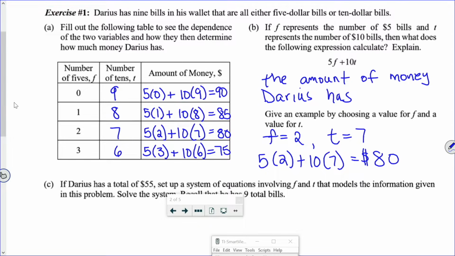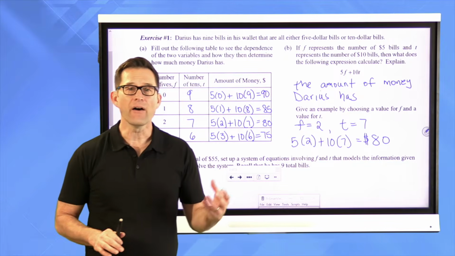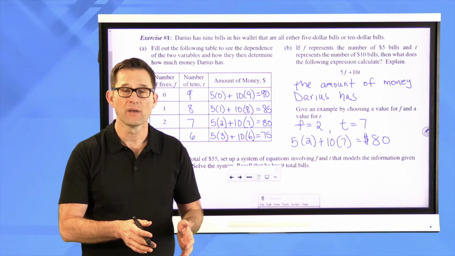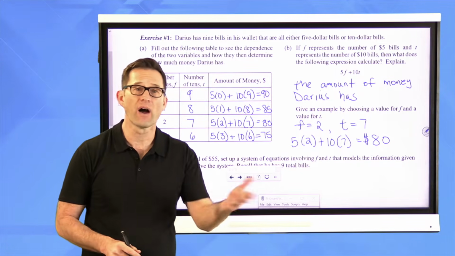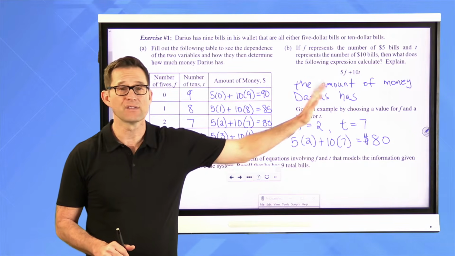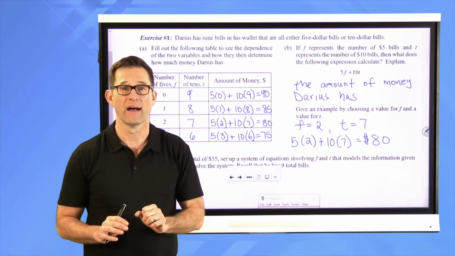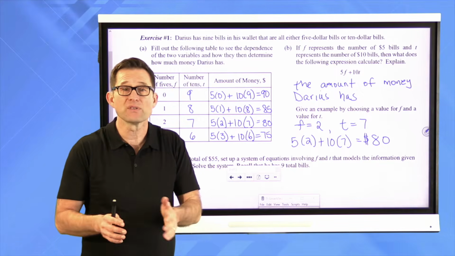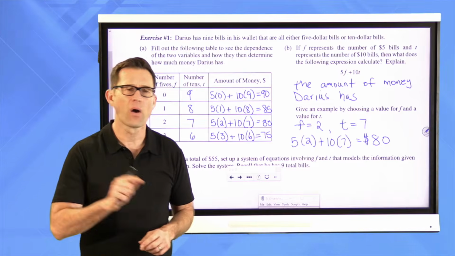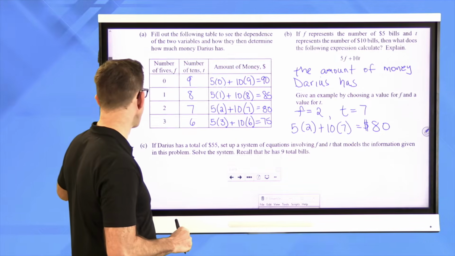Right? And it's very important to understand here that f doesn't represent the amount of money he has in 5s. It represents, oh, he's got 3 $5 bills or 7 $5 bills or whatever. And t doesn't represent the amount of money he has in 10s. It just represents how many $10 bills Darius has. All right, now let's get into the important part.